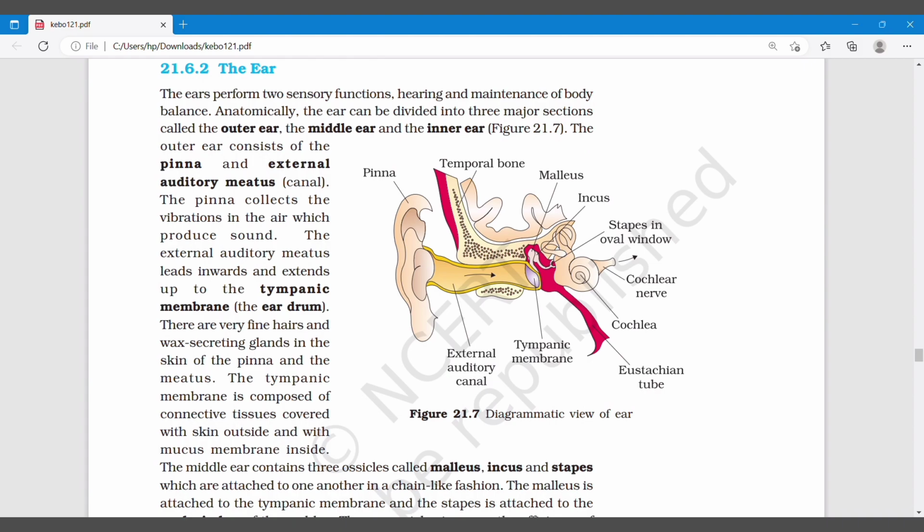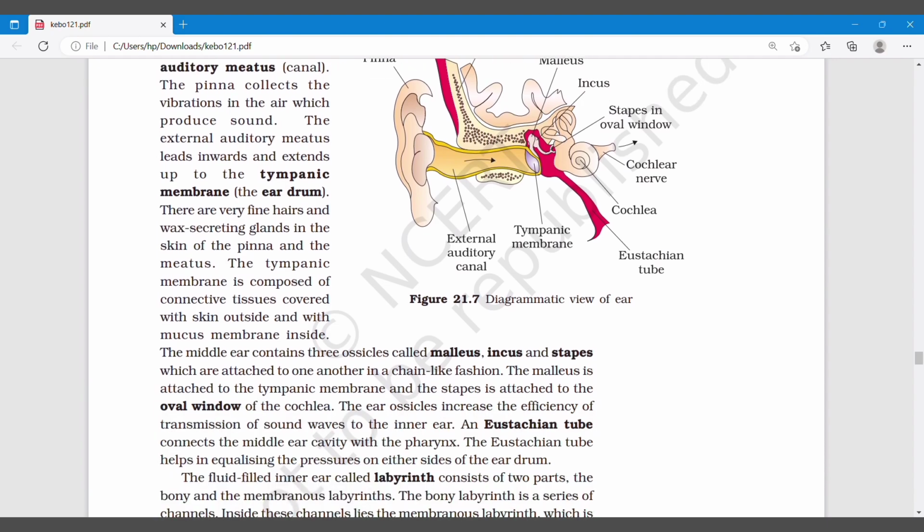The outer ear consists of the pinna and external auditory meatus, that is canal. The pinna collects the vibrations in the air which produce sound. The external auditory meatus leads inwards and extends up to the tympanic membrane, that is eardrum. There are fine hairs and wax secreting glands in the skin of pinna and the meatus. The tympanic membrane is composed of connective tissues covered with the skin outside and the mucous membrane inside.